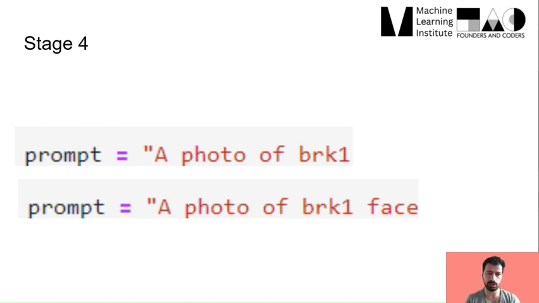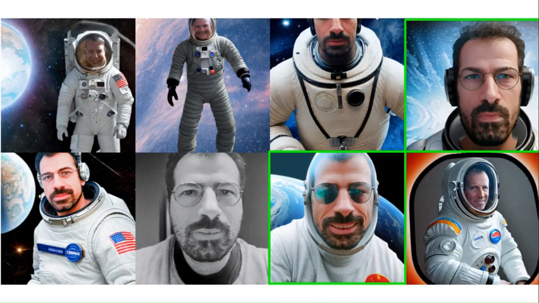So I changed the prompt. The images you're seeing here are a photo of BRK1 face in a spacesuit. Every time I give it a prompt, I start with a photo of BRK1 face, and then I add what I want. And as you can see, I was pretty happy with these. The background looks pretty cool. Sometimes it's like from a comic book, sometimes they got the Earth behind me. There's also the spacesuit and everything. So I was pretty happy with that.